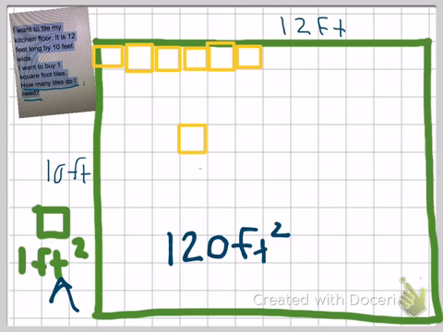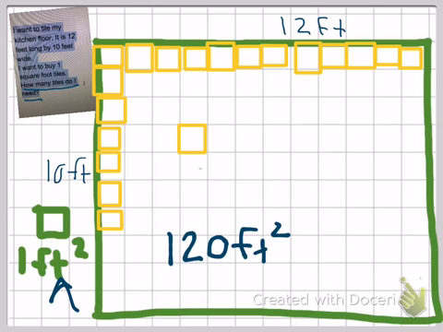Well, we know we need 1, 2, 3, 4, 5, 6, 7, 8, 9, 10, 11, 12 just in that row, right? Because we have 12 feet going across and each one is 1 square foot. We'd also know we need 10 going down, right? 1, 2, 3, 4, 5, 6, 7, 8, 9, 10. Okay?